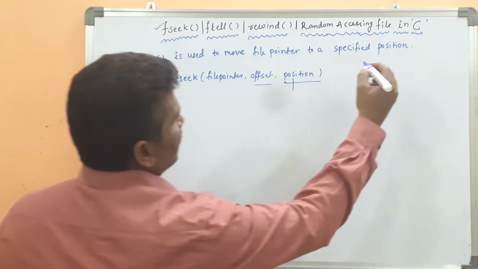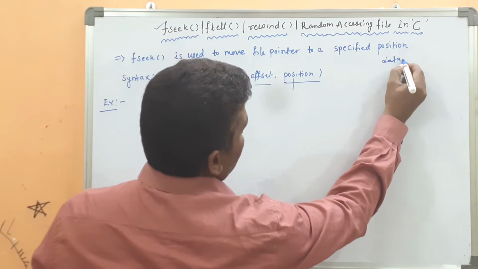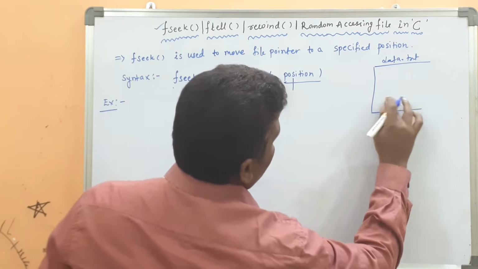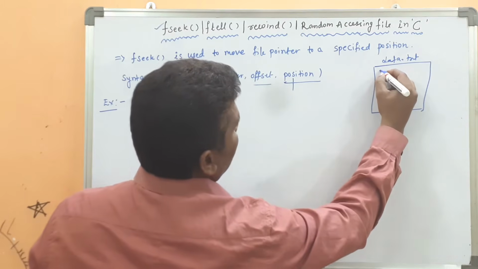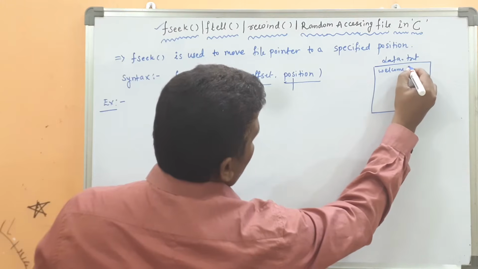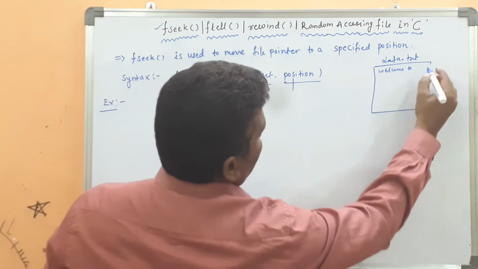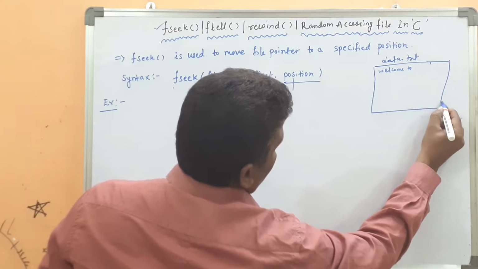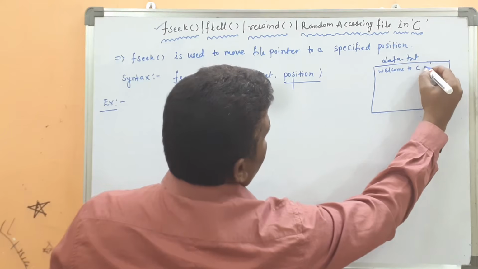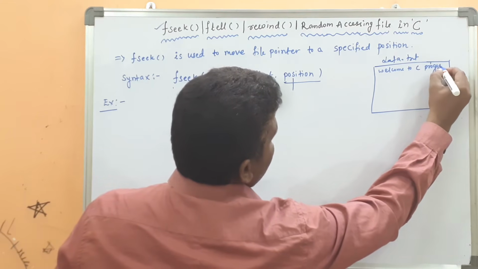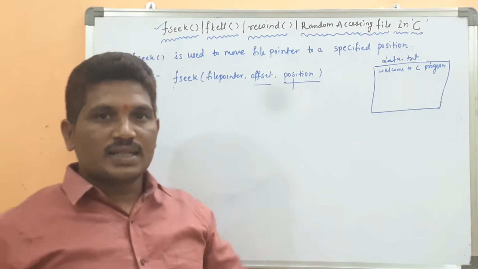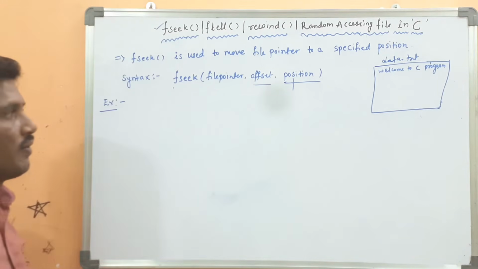For example, already the file data.txt is there. Welcome to C program. Already some content is there in the file data.txt. It is an existing file.